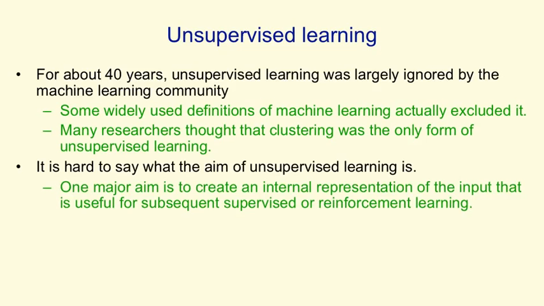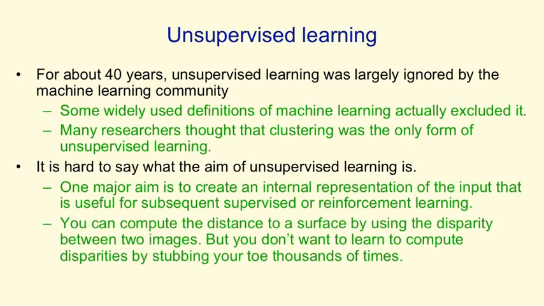One major aim is to create an internal representation of the input that is useful for subsequent supervised or reinforcement learning. And the reason we might want to do that in two stages is we don't want to use, for example, the payoffs from reinforcement learning in order to set the parameters for our visual system. So you can compute the distance to a surface by using the disparity between the images you get in your two eyes. But you don't want to learn to do that computation of distance by repeatedly stubbing your toe and adjusting the parameters in your visual system every time you stub your toe. That would involve stubbing your toe a very large number of times, and there are much better ways to learn to fuse two images, based purely on the information in the inputs.